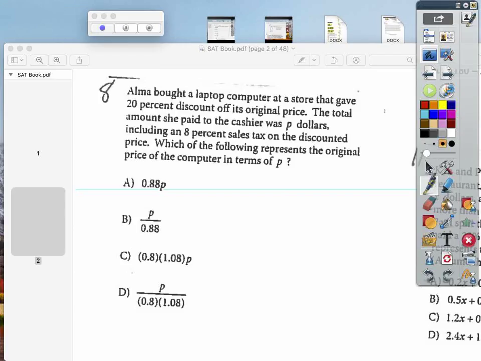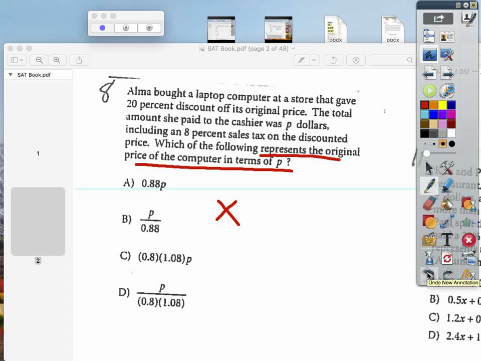Okay, so what they want is the answer in terms of P. It says, which of the following represents the original price of the computer in terms of P. So the first thing you're going to do is call something X, and what you have to do with that is eventually solve for that X.